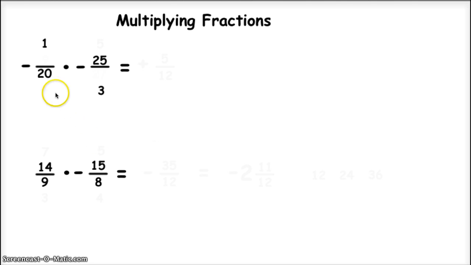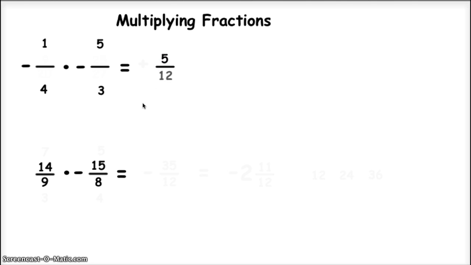My other pair of numbers that I have are 20 and 25. And again, I can reduce them because one of the numbers is on top and the other number is on the bottom. 20 and 25 both have a common factor of 5. So I'll divide both of those numbers by 5. 20 divided by 5 is 4, and 25 divided by 5 is 5. So now I just multiply the top and I multiply the bottom. 1 times 5 is going to be 5, and I divide that by 4 times 3, which is 12.